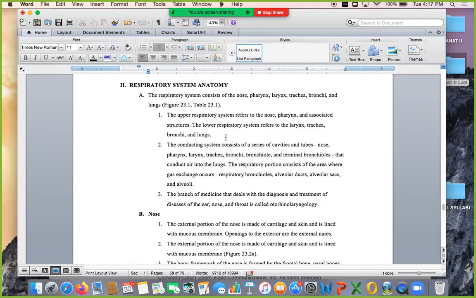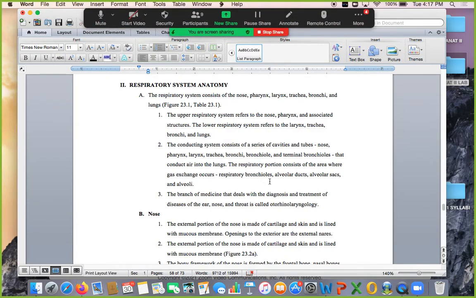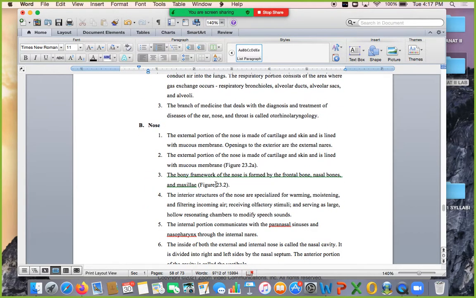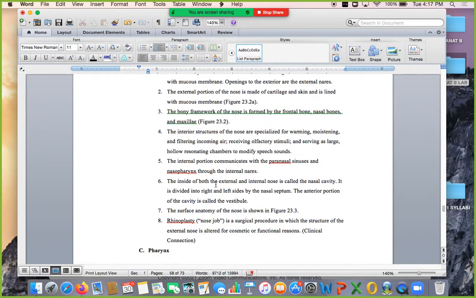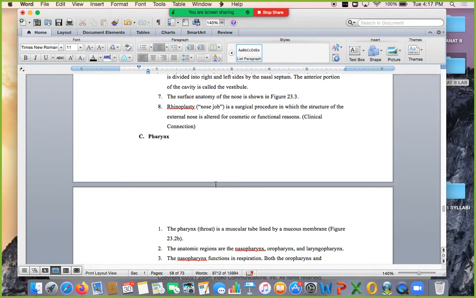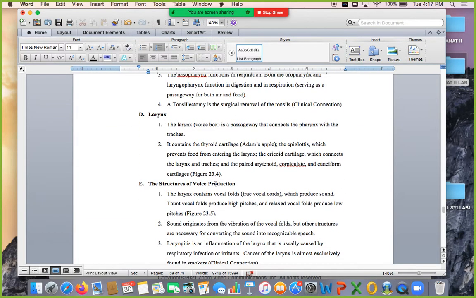So the channels of air are going to include the pharynx, larynx, trachea, etc., down into the terminal bronchioles, anything that gets air into the lungs, until we hit the respiratory portion, which is where gas exchange actually occurs, including respiratory bronchioles, alveolar ducts, alveolar sacs, and alveoli. So I've talked about all the different parts of the nose previously. We should know this by now.